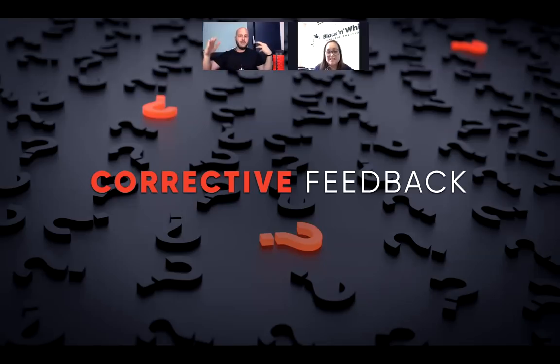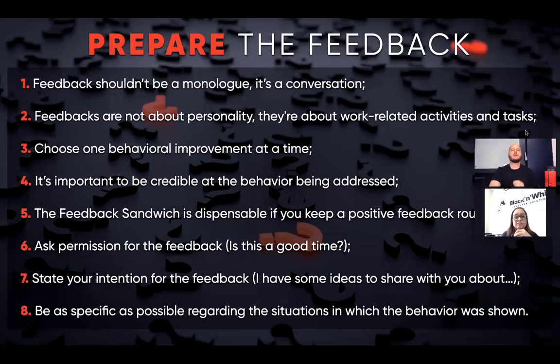Okay, and I want you to imagine that you give your assistant plenty of positive feedback. Okay, the rule of thumb is 5 positive to 1 corrective. To create a climate around you that receives corrective feedback well, you should obey this 5 to 1 ratio. Okay, and now it's time to give a corrective feedback, because you identified it's necessary. So remember, feedback shouldn't be a monologue, it's a conversation. Feedbacks are not about personality, they're about work-related activities and tasks.